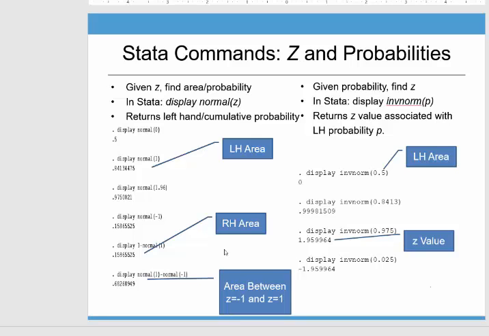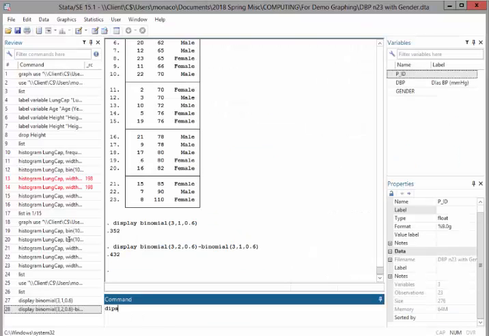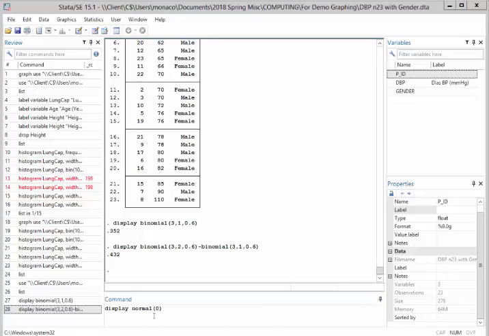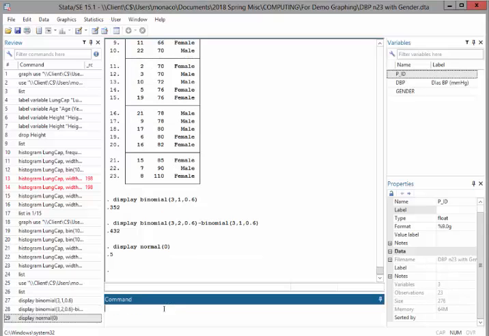Now, some of these values we already know from the 68, 95, 99.7 rule. For example, if you type in display normal(0), you know that the left-hand area is going to be 0.5. This I showed you in the lectures is how you get a right-hand area, but let's do a few of these. This one we know already, but I will type it in just to show you. If I say display normal(0), it's expecting a z value in here, and I type 0. When I hit enter, it returns a left-hand probability, a cumulative probability. And not surprisingly, that's 0.5.